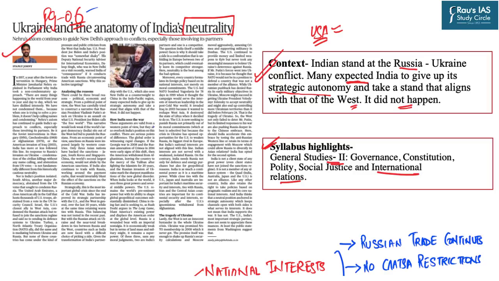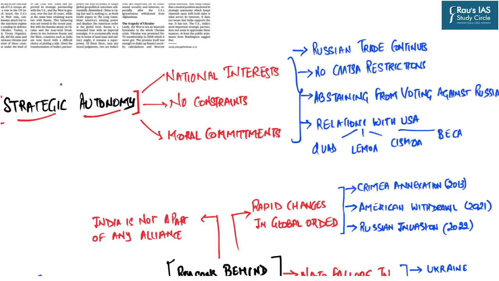Now, in this context, an important word is strategic autonomy. This word is very important because these days it is making a huge buzz in newspapers, and that is why you need to be aware of the concept: what exactly is meant by strategic autonomy, how has India experienced this strategic autonomy, and why has India chosen strategic autonomy over aligning with some dominant bloc. So first of all, we will understand what is meant by the word strategic autonomy.